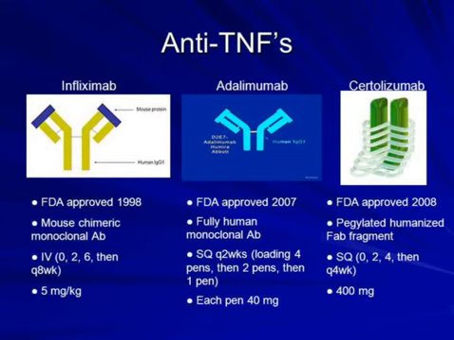Infliximab was approved in 1998. It's a mouse chimeric monoclonal antibody. It's given by way of an IV infusion with 3 induction doses followed by every 8-week dosing thereafter. Adalimumab is a fully human monoclonal antibody, and it's given sub-Q, which is nice because it means that patients can give it to themselves. It's dosed every 2 weeks, and it's been in use since about 2007. Certolizumab is also a sub-Q medication with maintenance dosing about monthly, and it's been in use since about 2008.